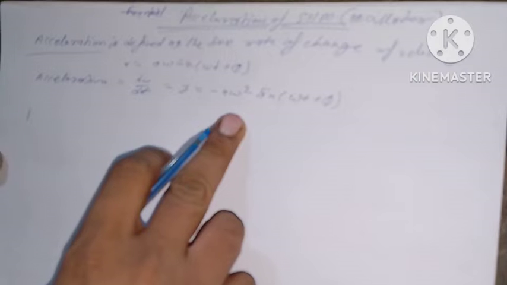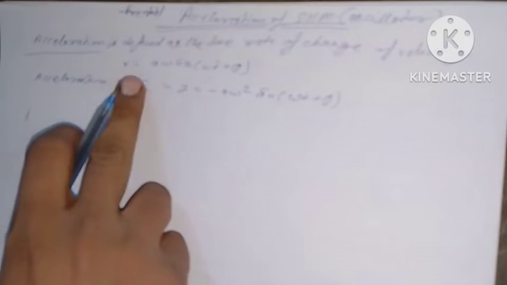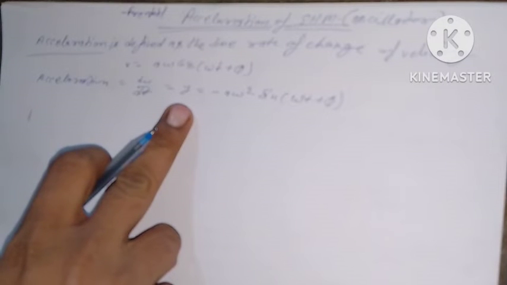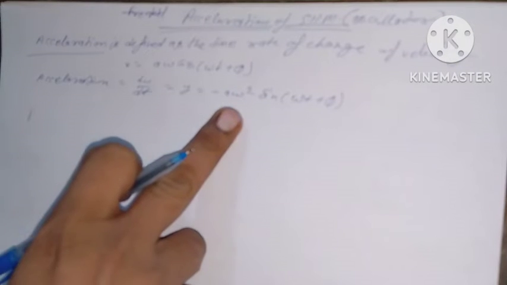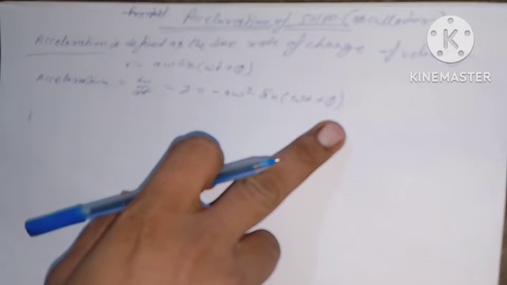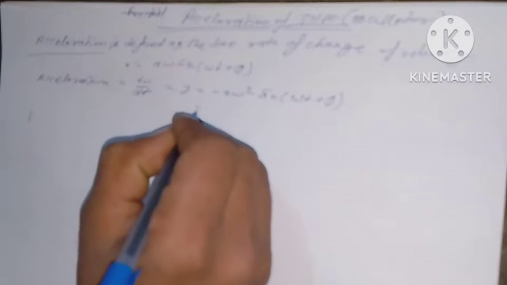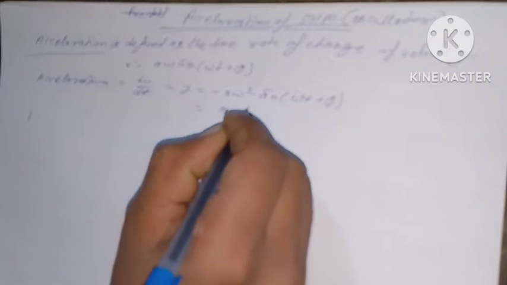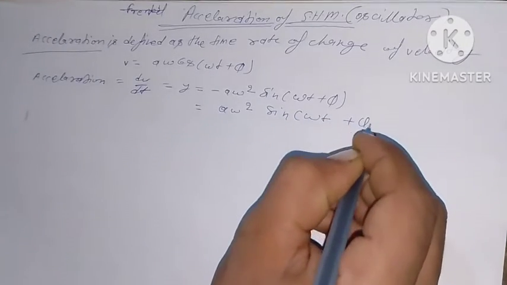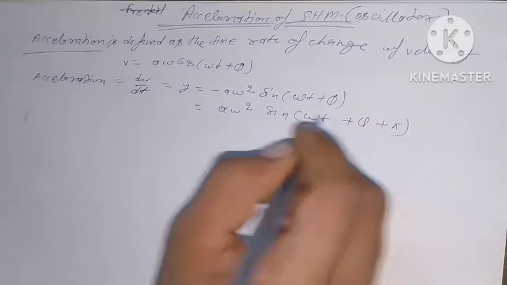Because the differential of v, dv by dt, equals y double dot, equals minus a omega square sine(omega t plus phi), that is, minus a omega square sine(omega t plus phi).